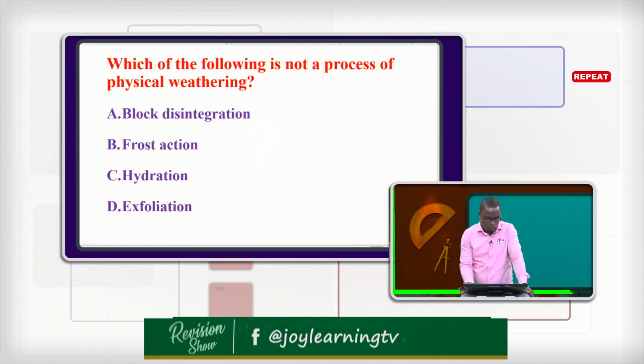Okay. Which of the following is not a process of physical weathering? What it means is that all that I'm going to make mention of are types of physical weathering, but there's a particular one which is not a process of physical weathering or type of physical weathering.